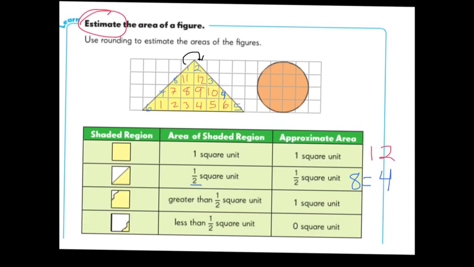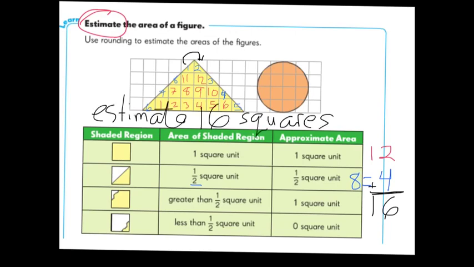The next step is to look: do we have any that are filled in almost? No. Okay. And do we have any that are filled in just a little bit? Nope, we don't have any that are filled in just a little bit. So from there, we're going to look at 12 and 4. We're going to add them together, and we have 16. So the estimate is 16 squares.